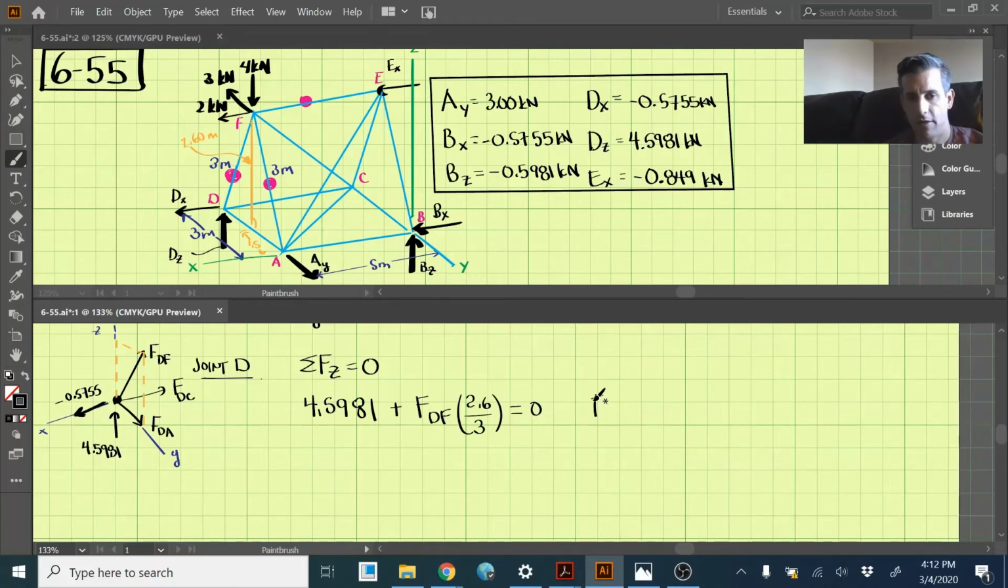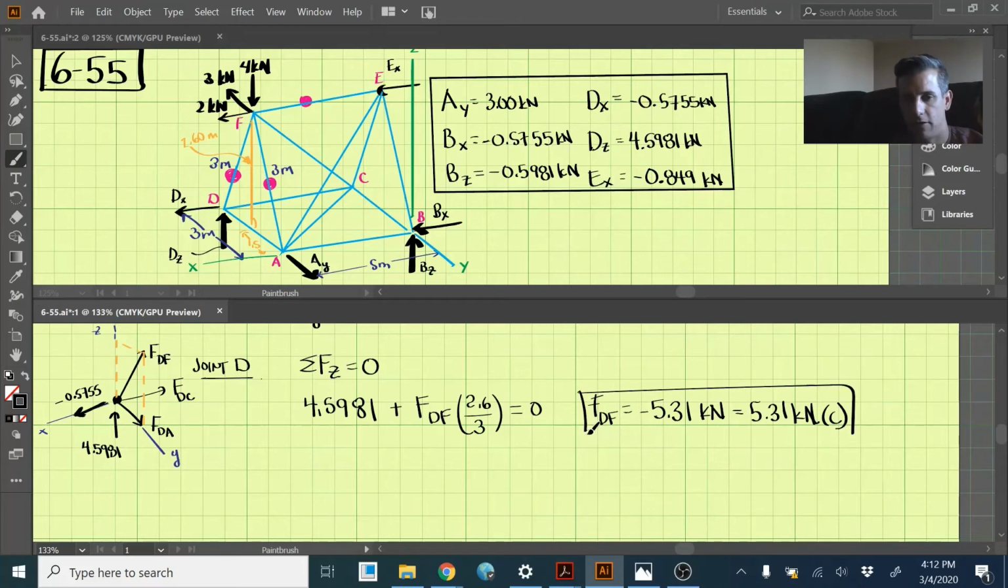And solving that equation, we have FDF comes out to be negative 5.31 kilonewtons, which is then 5.31 kilonewtons in compression. And that's one of the forces we're trying to solve. We're not interested in FDA or FDC, so we don't need to do any of the other equations for this joint. Let's get the other joint drawn and move on.